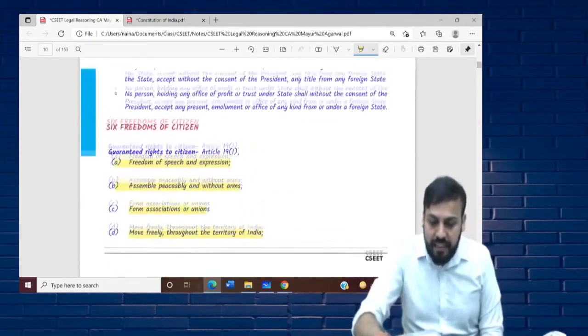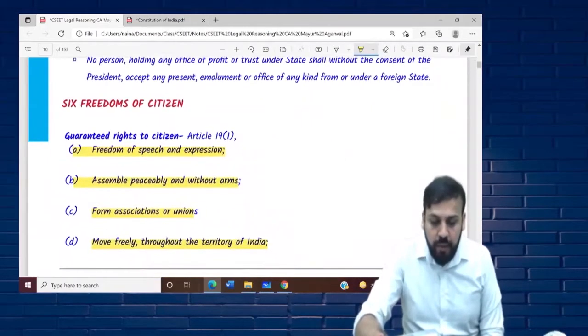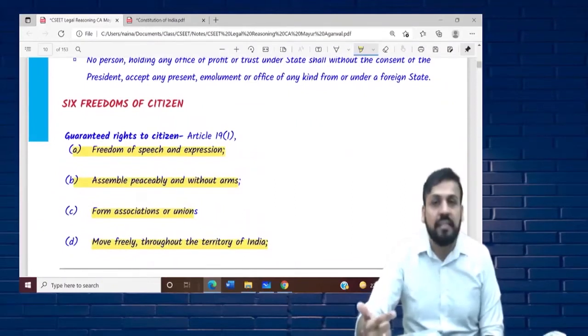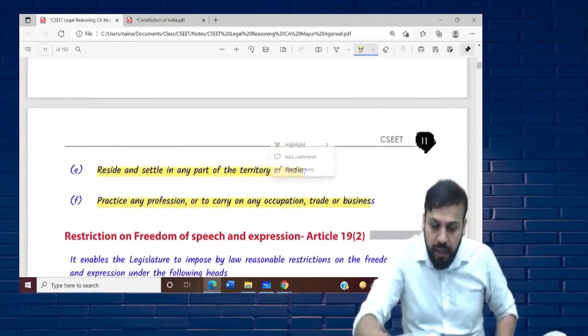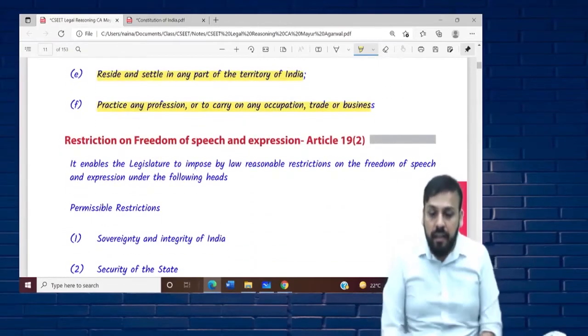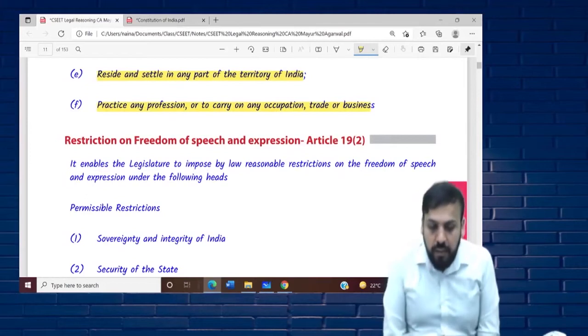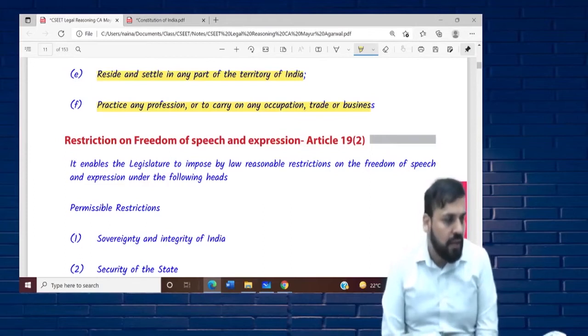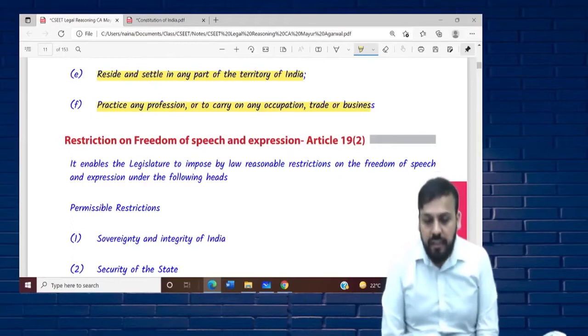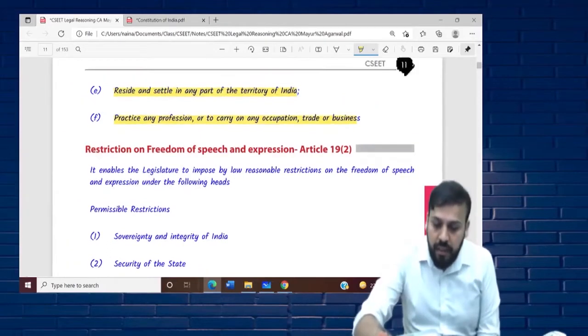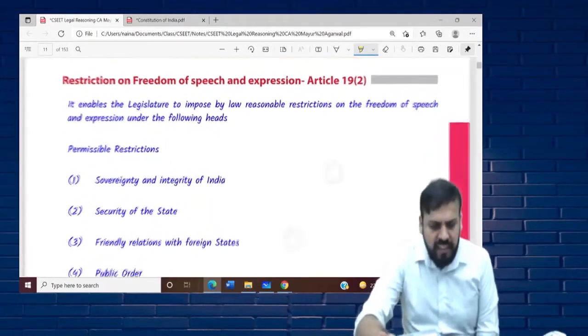So basically, these are your guaranteed fundamental rights. First is freedom of speech. Second is to assemble peacefully and without arms. Third is to form associations. Fourth is to move freely in any part of the country. Fifth is to reside and settle in any part of the territory. Next is to practice any profession or carry on any occupation, trade or business. Very clear. So these are the various fundamental rights. Let us see in the same fashion.